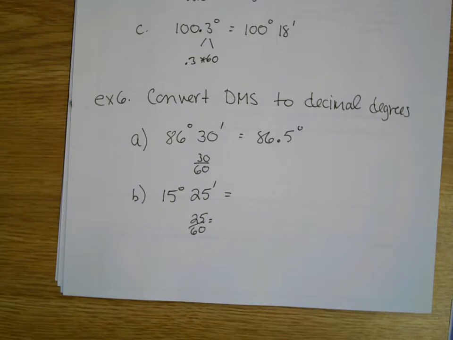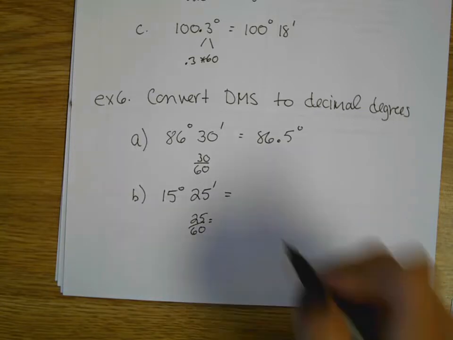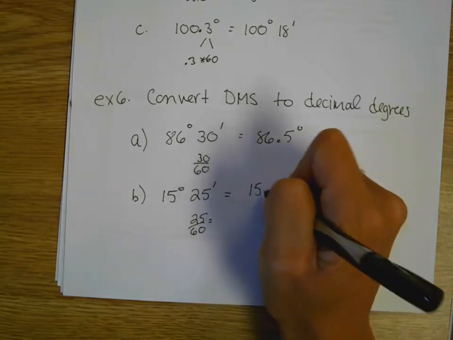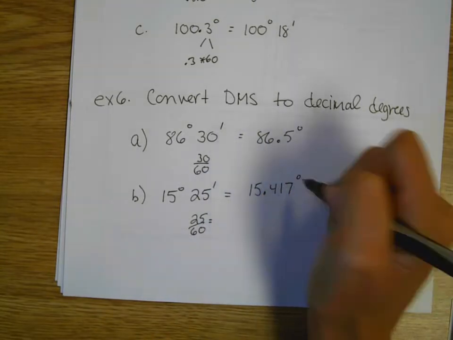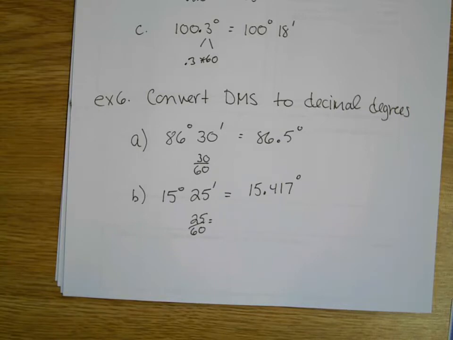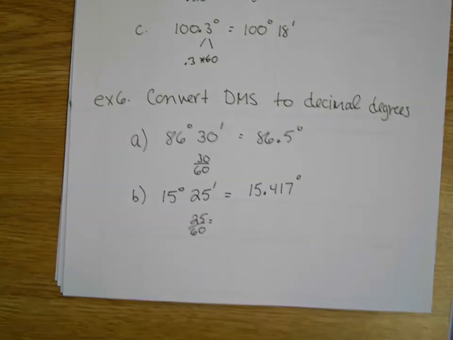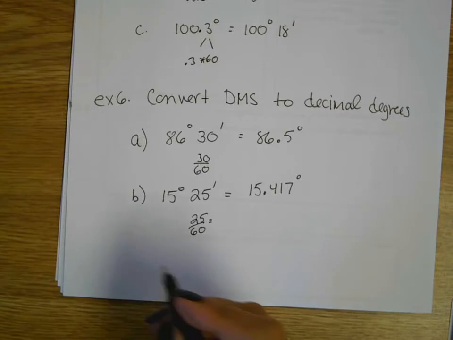Not that I have a clue what that is. 25 divided by 60? Ooh. And I think when this happens, it says to go to the nearest thousandth. So we would be putting down 15.417 degrees. Pretty sure it's thousandth if I remember from the last 15 years of teaching this, or longer.